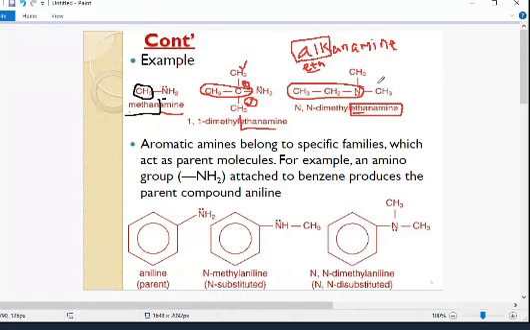But you can see now there are those groups that are attached to the same nitrogen. So depending on how many they are, there are 2. N,N-di means there are 2. N,N-dimethylethanamine.